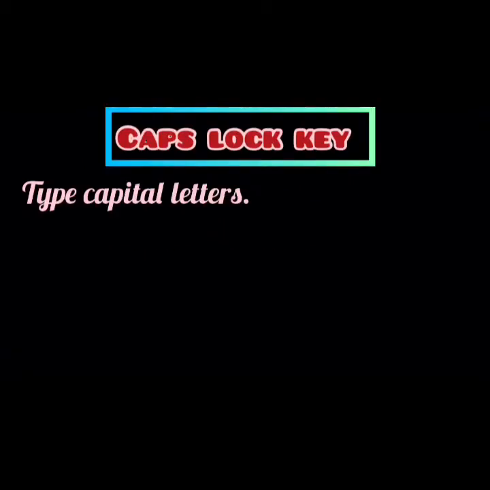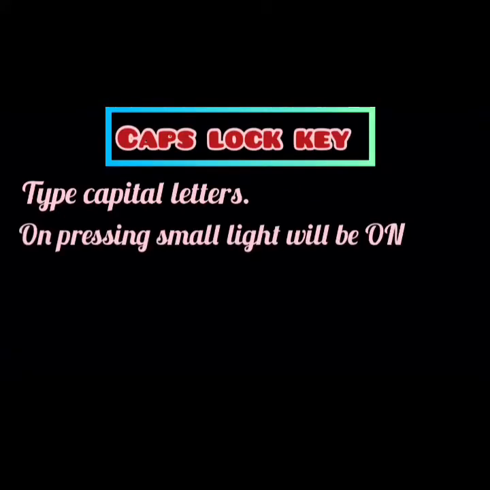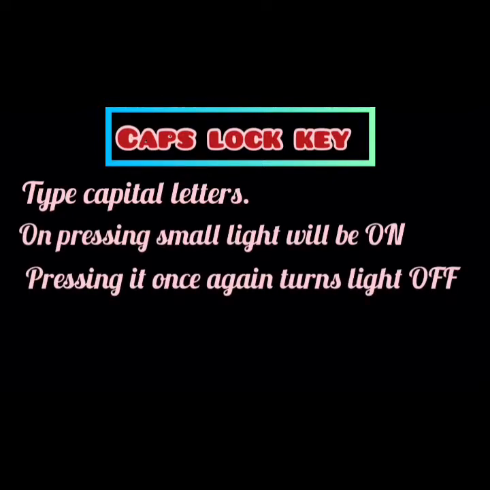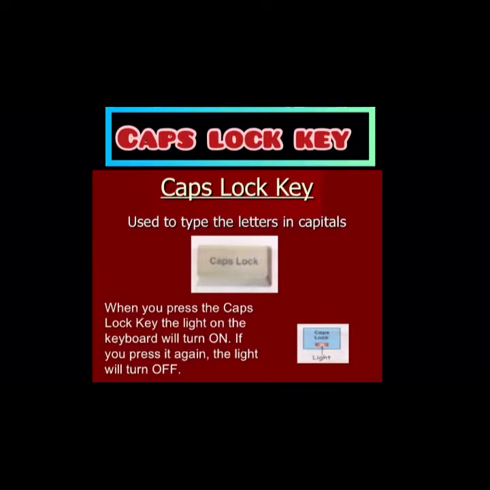Caps lock key. In the name itself, what is the use of the caps lock key? It is used to type capital letters. How can we turn it on? We just have to press the caps lock key once. When we press it once, a small light will blink on the keyboard. If you want to turn it off, we have to press the caps lock key once again. So the light will go off.